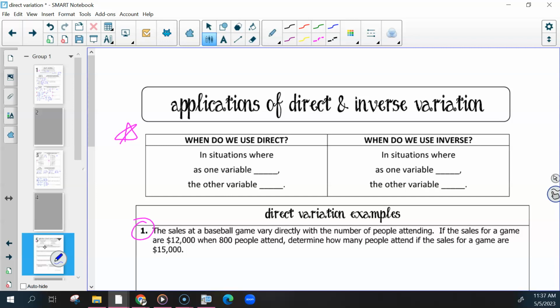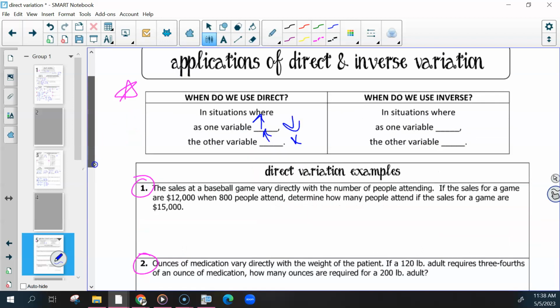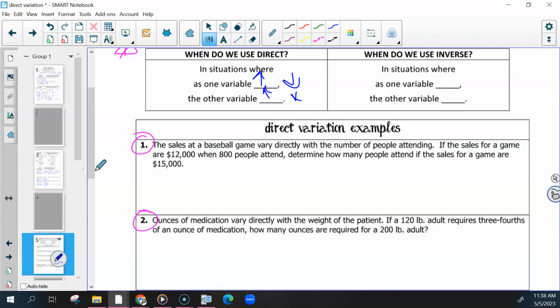Sometimes you'll be given applications, and it'll tell you whether it's direct or not. Sometimes it won't, and you'll have to figure out, is this direct or not? A way to figure that out is you have to know that direct applications either go up together or go down together. Like, the more time you spend studying, the better you do on the tests. The less time you spend studying, the worse you do on the tests. It either goes up together or down together. You could probably think of other examples. That was the only one I had in my head. So they either have to go up together or down together, and you'll be able to recognize that.